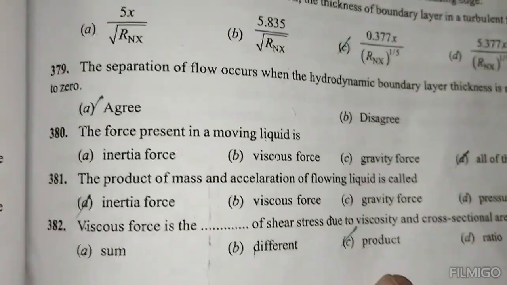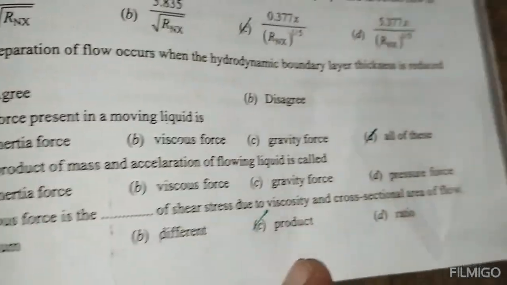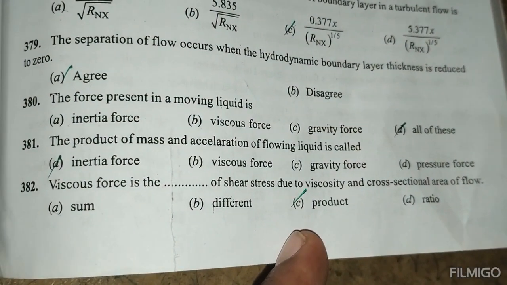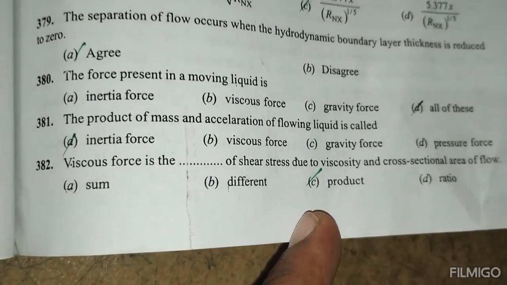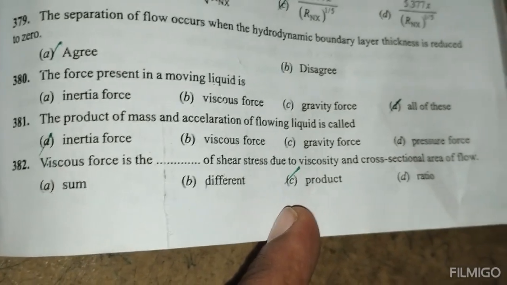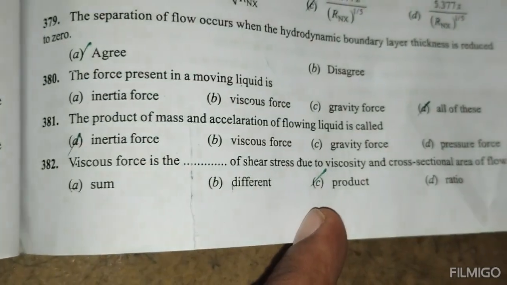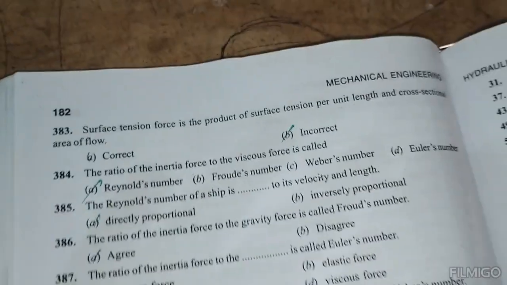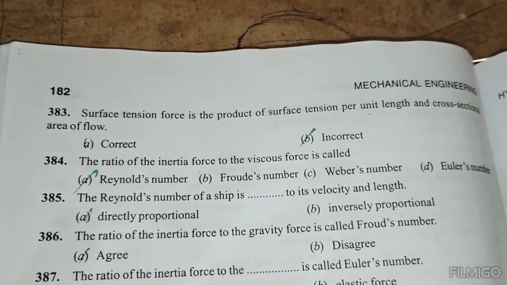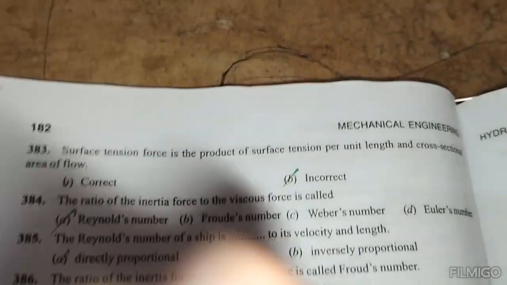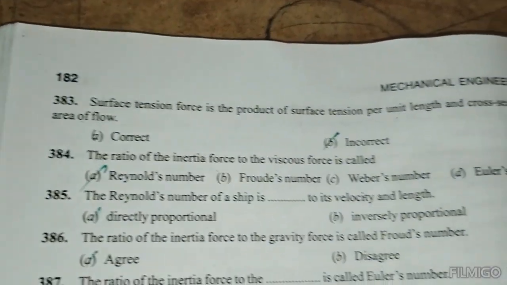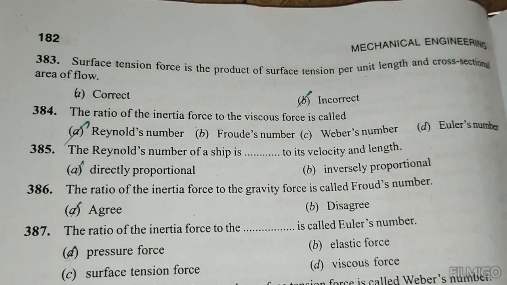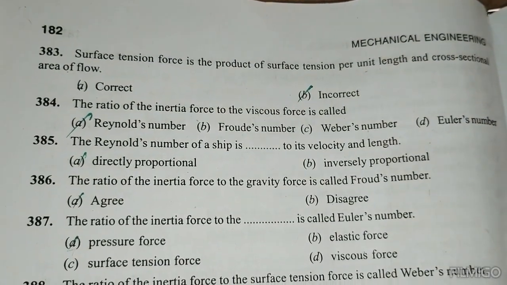The forces present in a moving liquid are all of the above. The product of mass and acceleration of the flowing liquid is called inertia force. The viscous force is the product of shear stress due to viscosity and the cross-sectional area of flow. Surface tension force is the product of surface tension per unit length and the cross-sectional area of flow. This is incorrect.